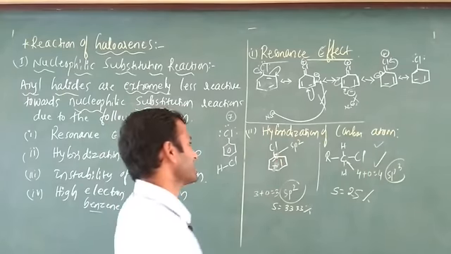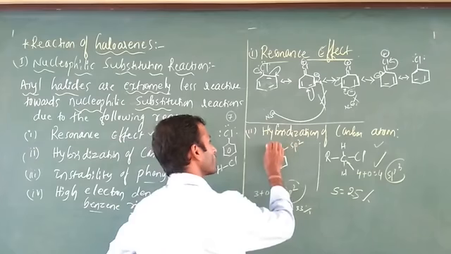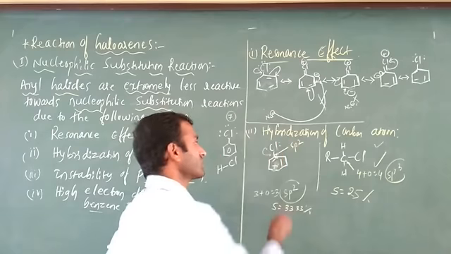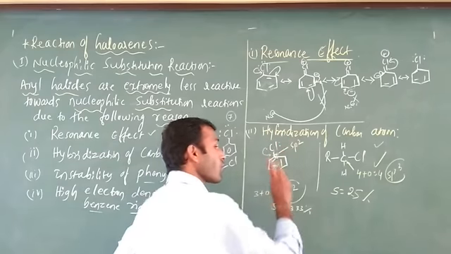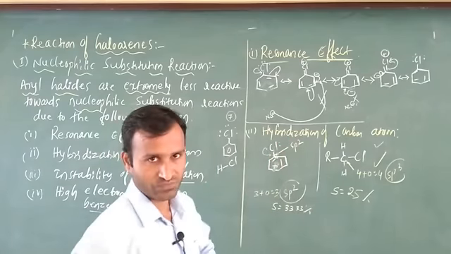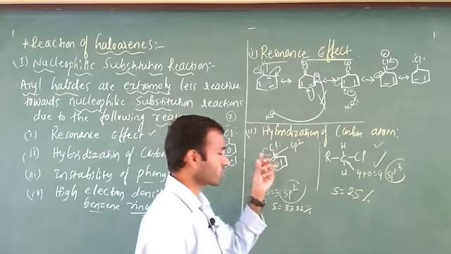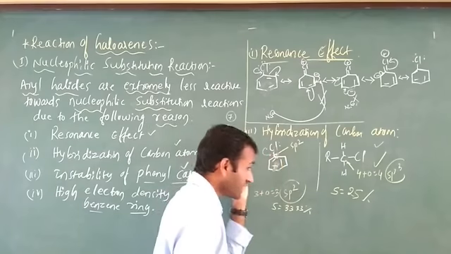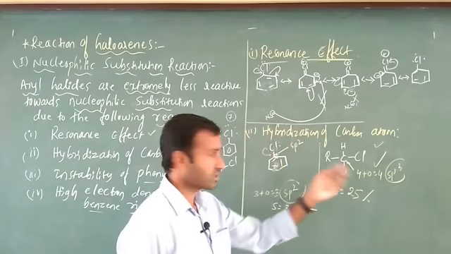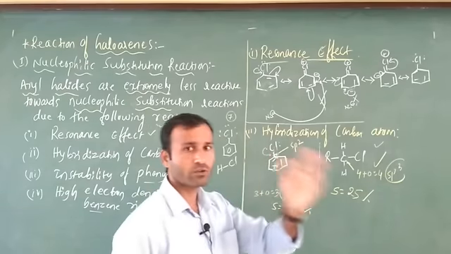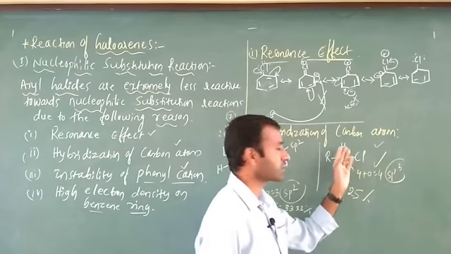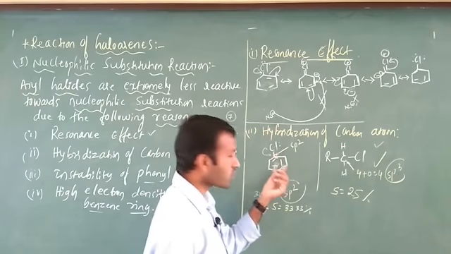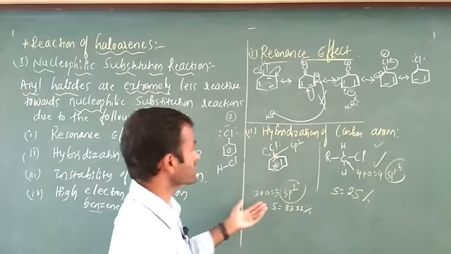The second reason is, in this case, this chlorine is having a lone pair of electron. It can donate a lone pair of electron towards a benzene ring. There is a formation of possible double bond character. If there is a double bond character, it is very difficult to break. If double bond is there, it is very difficult to break, but if single bond is there, it can break very easily. That is why in this case aryl halides do not undergo nucleophilic substitution reaction.